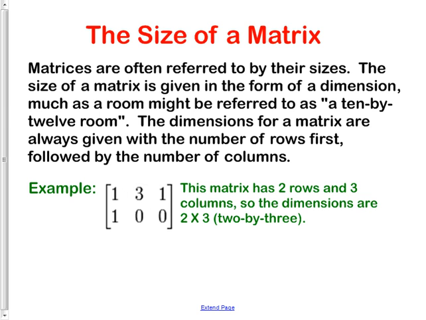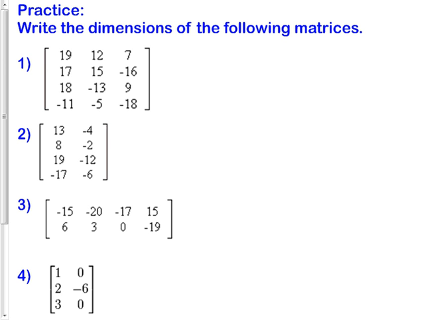All right, anyway, these are some typical questions then. How many rows, how many columns? Remember, rows go horizontally. So this would be a what by what? This number 1 here. How many rows?